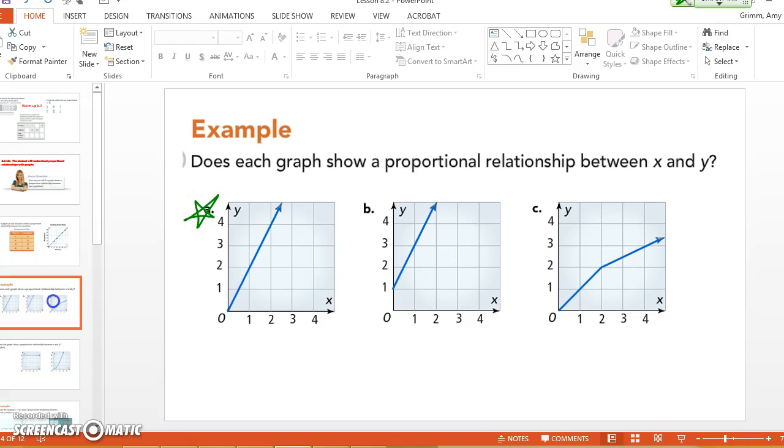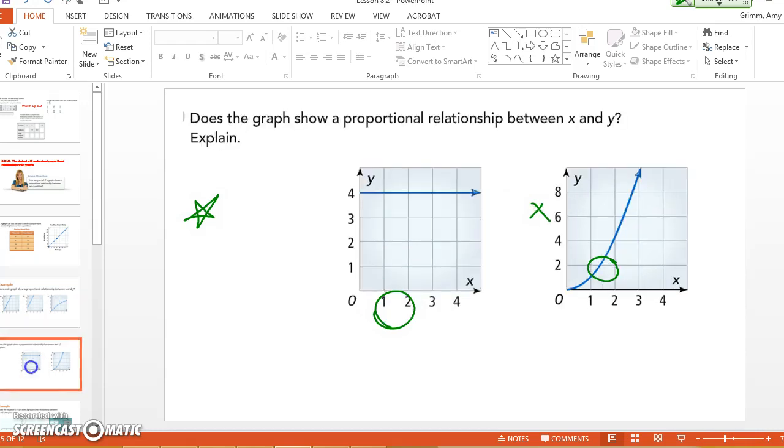Why does the second one not work? It doesn't go through 0, 0. What about the third one? It's not linear. Very good. So this one does not work either. Okay? All right. Look at these next ones and tell me what you think about those.